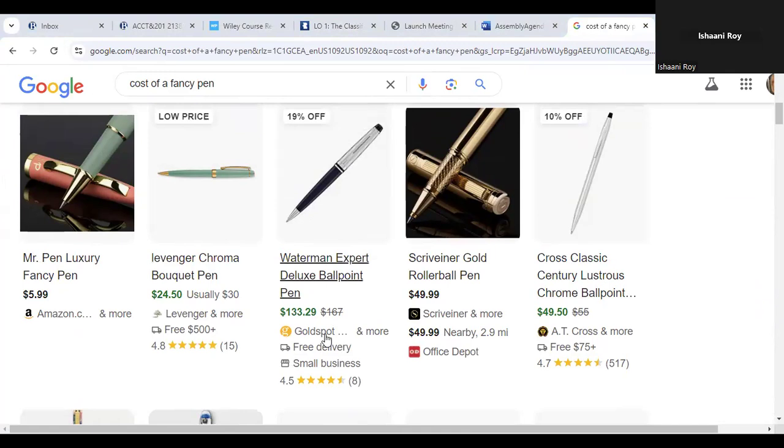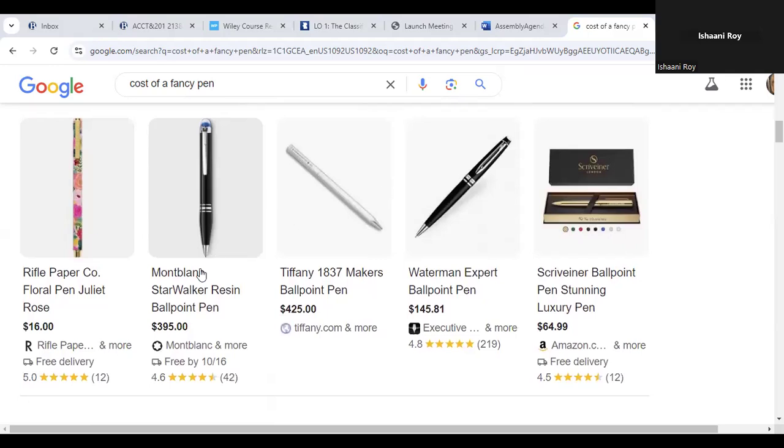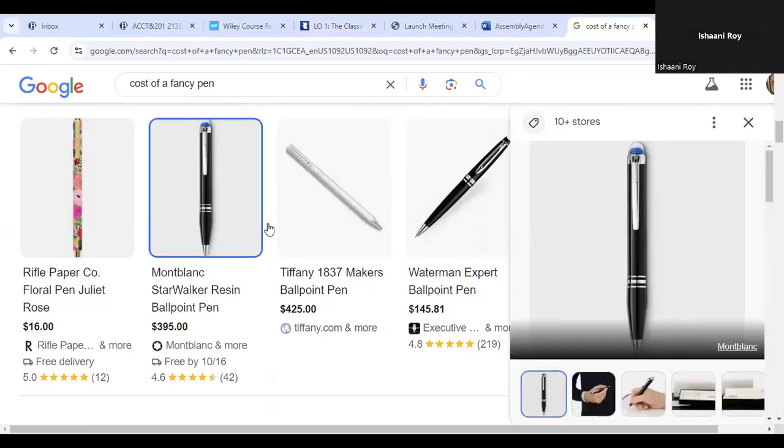So $133, I'm going to have all my managers, it's going to be engraved with their name on it. It's going to be so beautiful. Oh, wait a minute, here's one for $395. Let's get this pen for our managers and we'll have their names on them. But it's a small pen, right?